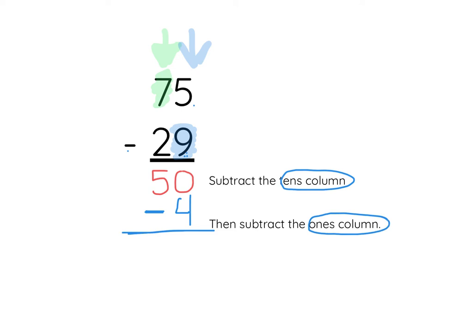Now we're going to use our partners to do the rest of the problem. So 50 subtract 4 is 46. And that can be done with our partners. Okay, great.